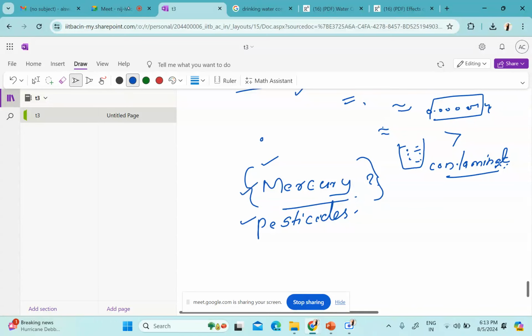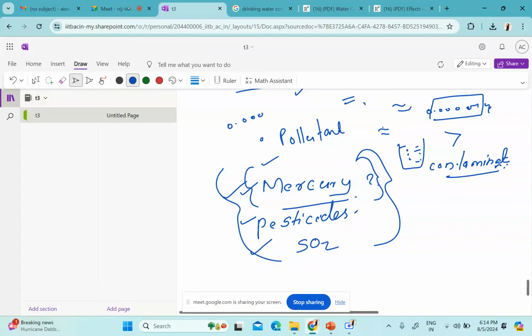Pesticides, mercury, and sulfur dioxide. All of these are pollutants. Even if they are present in a very small quantity, they are still pollutants, and they affect human health. Arsenic, on the other hand, if it is present in a very small quantity, is not a pollutant, it is a contaminant.